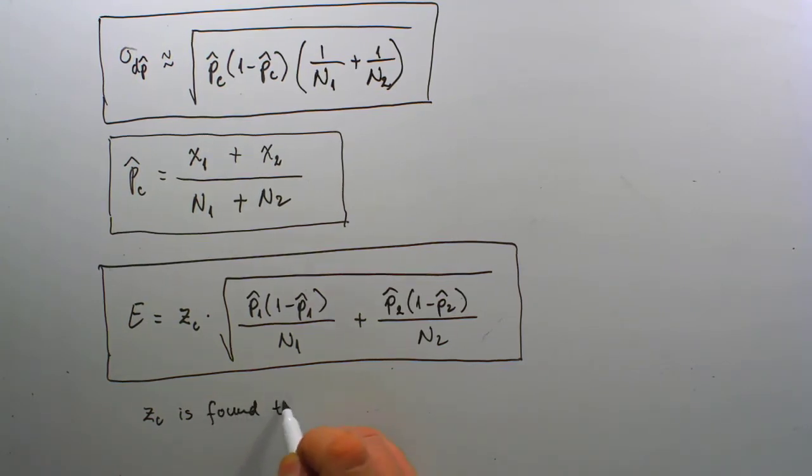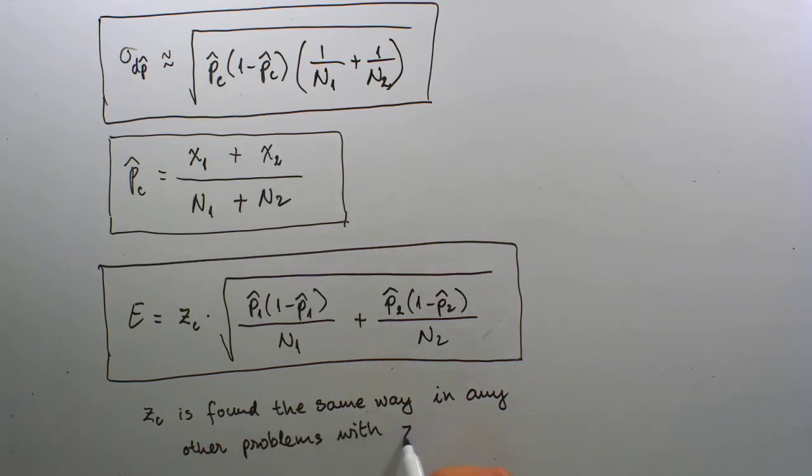z sub c is found the same way as in any other problems. What I mean is that prior to this lecture we have seen other problems asking for a confidence interval that require a z sub c calculation. So how we calculate z sub c now is done the same way as in earlier video lectures.